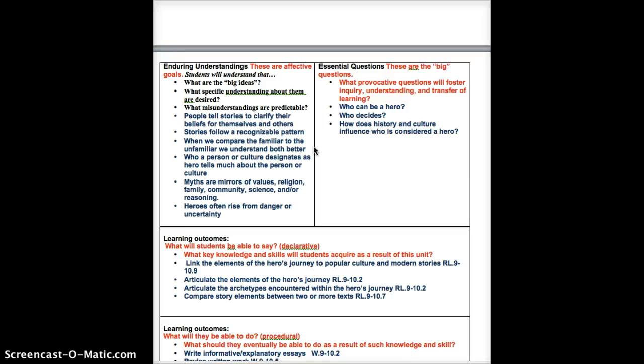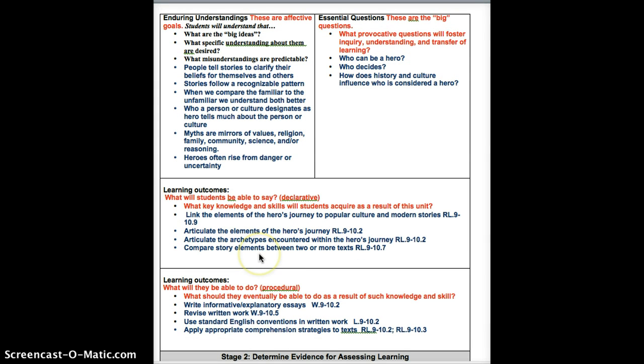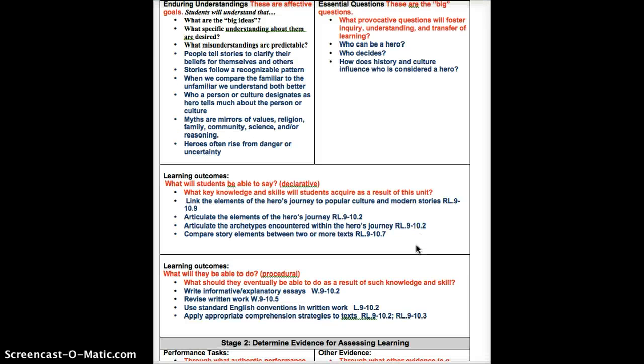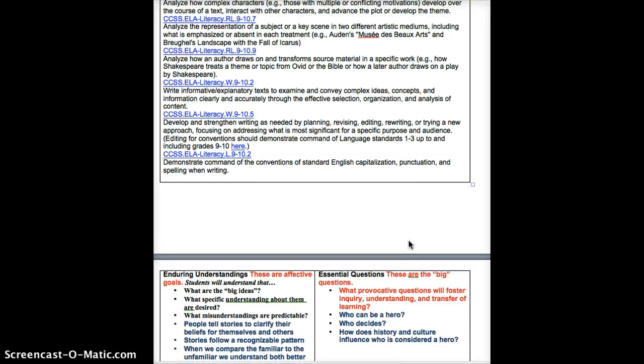And then I also want them to be able to articulate the archetypes, and this is the same standard. So it's not only looking at the elements, but the archetypes associated with the journey. I want them to compare story elements between two or more texts. Okay, I'm going to take you back up to 7.